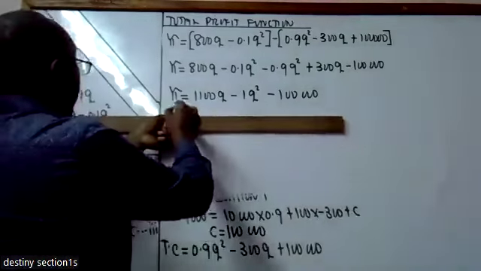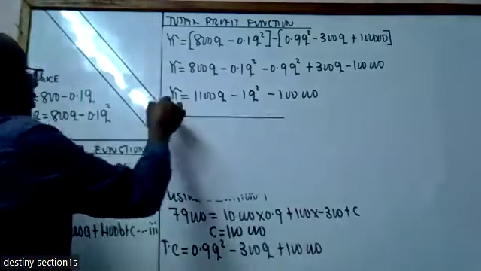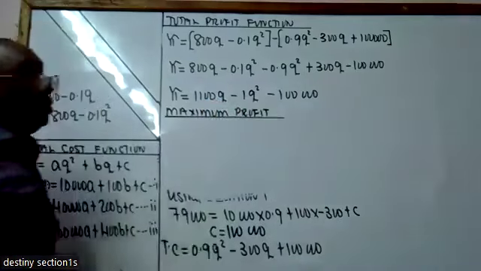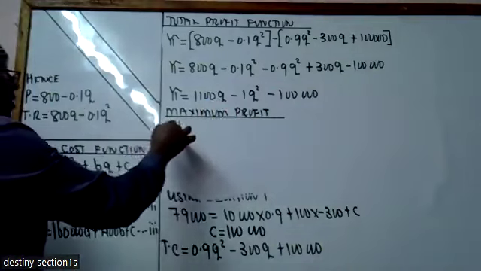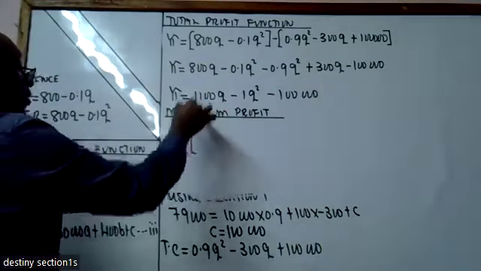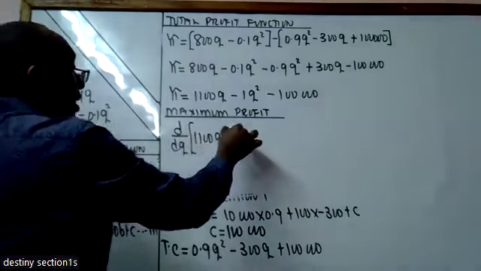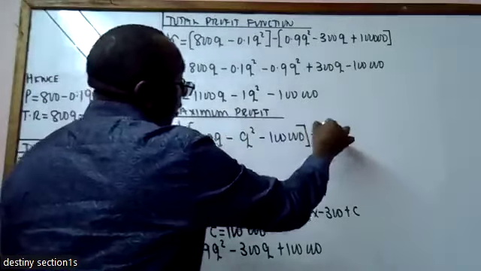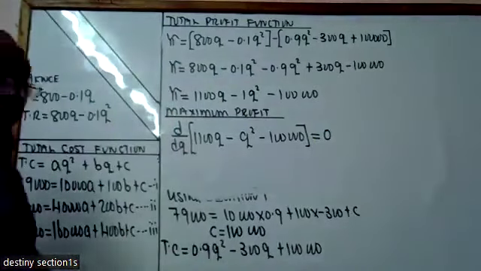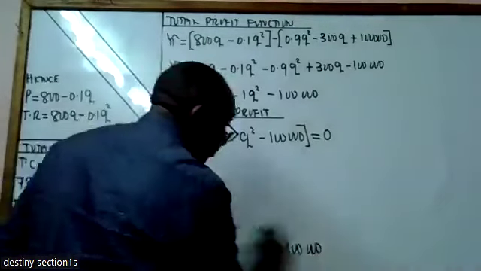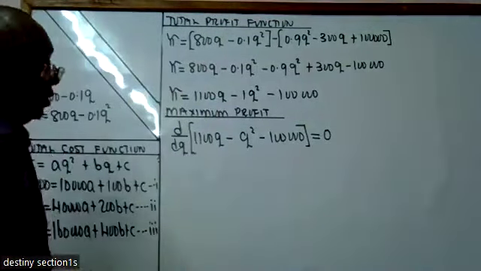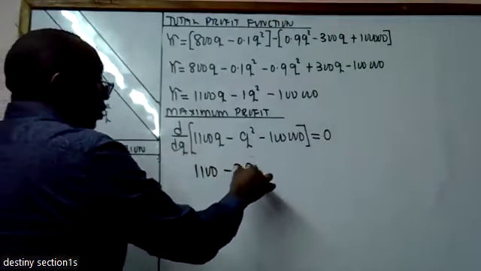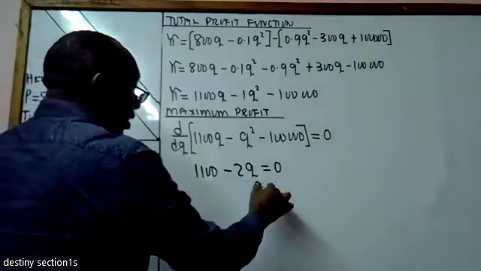Sasa, ukisha afika hapo, the next thing they want to get is maximum profit. So for you to get the maximum profit, you differentiate with respect to Q. This function here, 1100 Q minus Q squared minus 100,000, and you tell us it is supposed to be equal to zero. You differentiate the profit function. When you differentiate, you get 1100 minus 2 Q is equals to zero. So tell me Q is how many units?